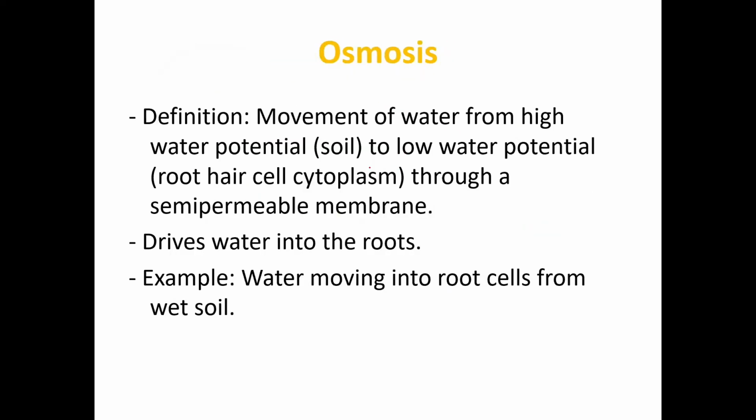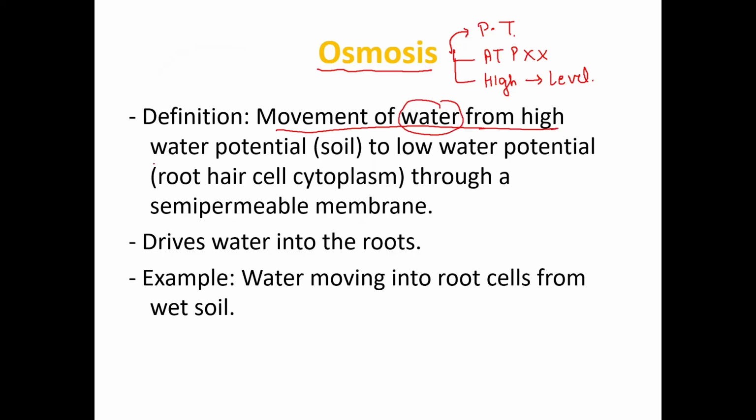Now let's come to osmosis. Osmosis is very easy. It's a kind of passive transport, no ATP needed. It always follows high level to low level transportation. So it is the movement of water molecules, allowing only water, from high water potential to low water potential through the root hair cell cytoplasm, through a semi-permeable membrane, right?